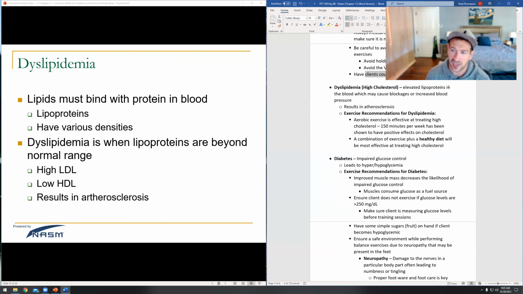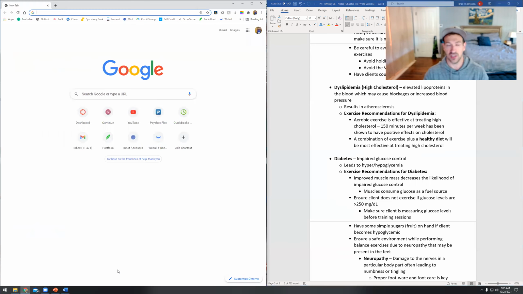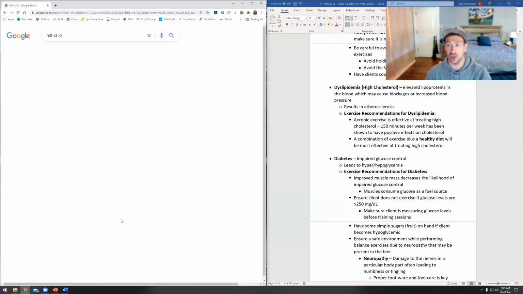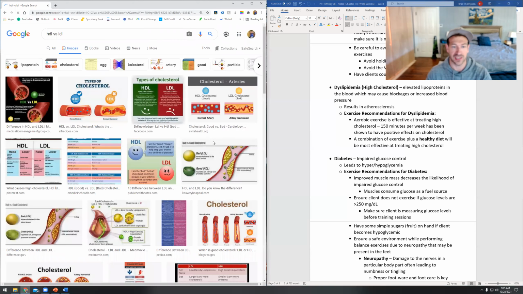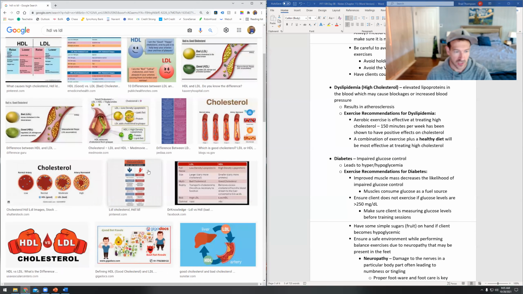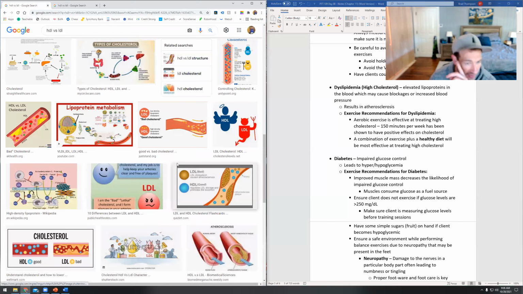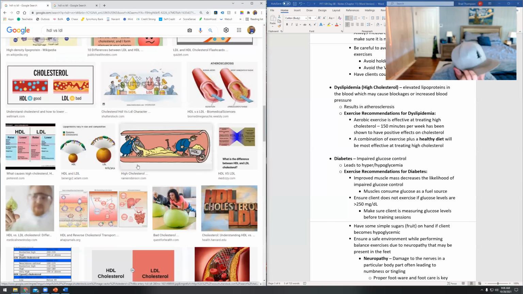All right. So high cholesterol is where a client has too much of the low density cholesterol, right? That's our bad cholesterol, LDL. If we look at the two types of cholesterol here, they literally look physically different. They have different lipoproteins inside of them. I'll pull that up just so I can show what it looks like in an artery.